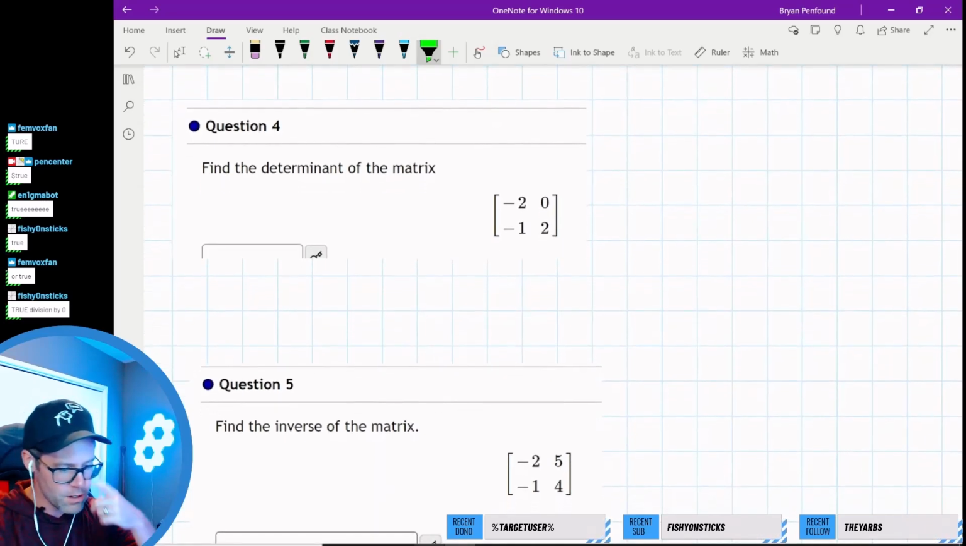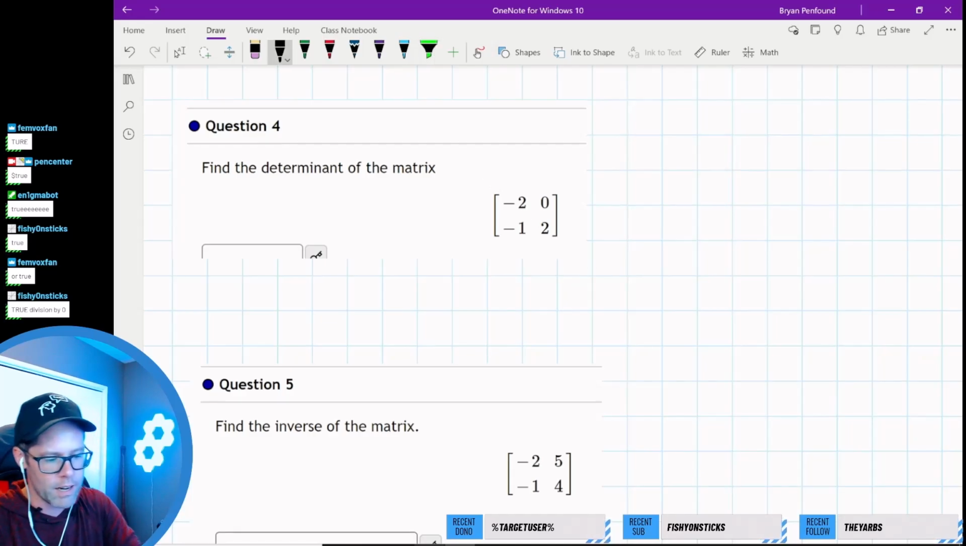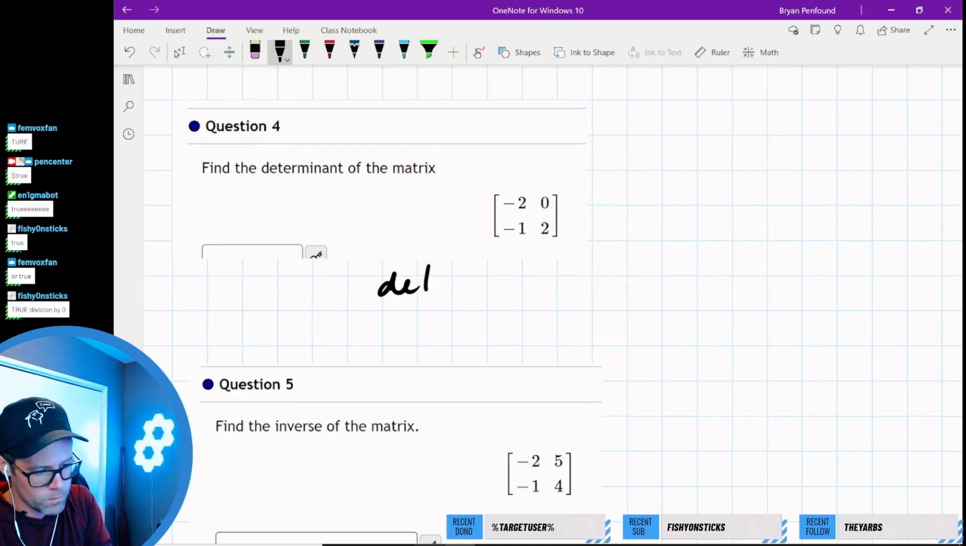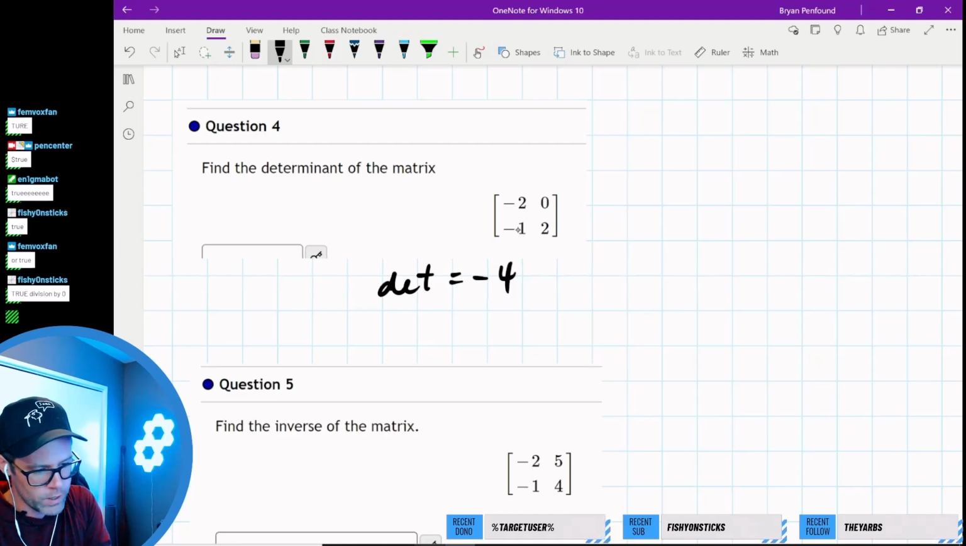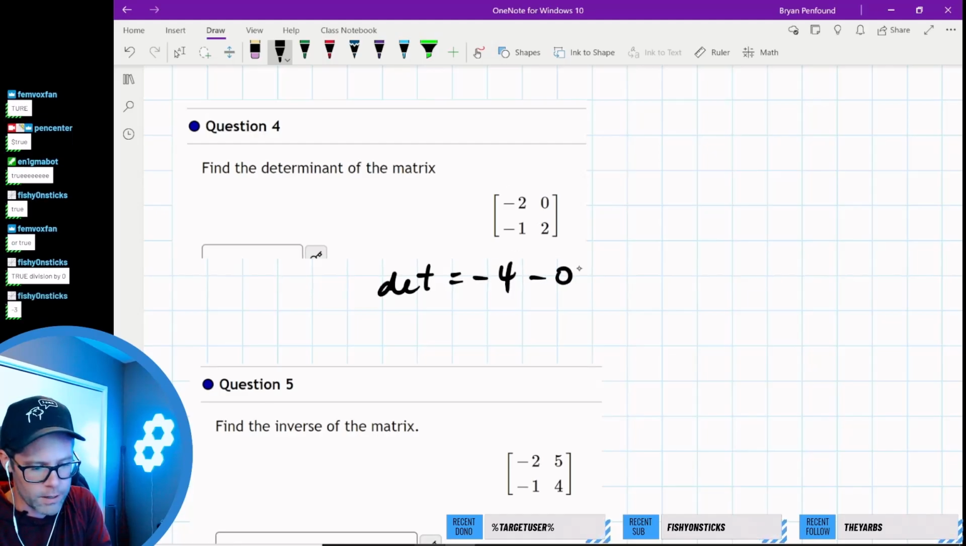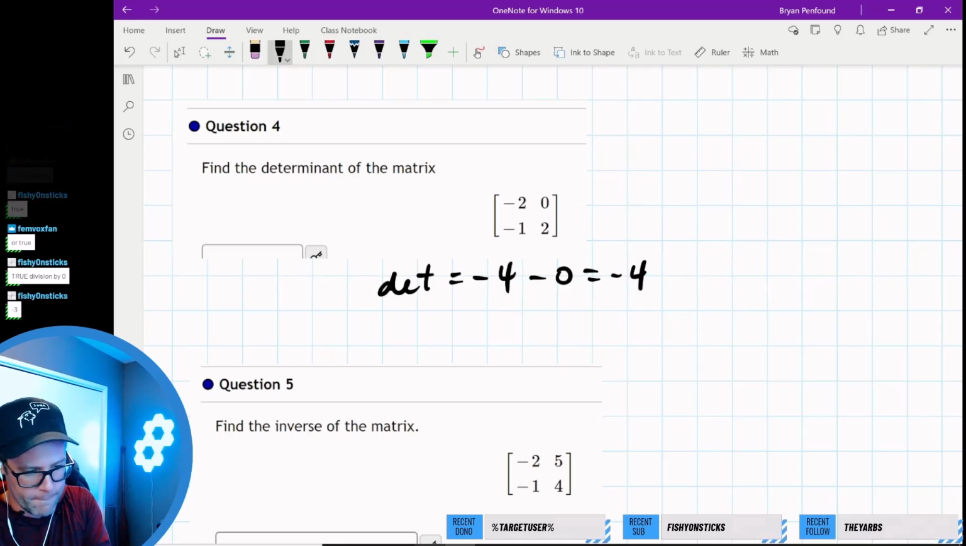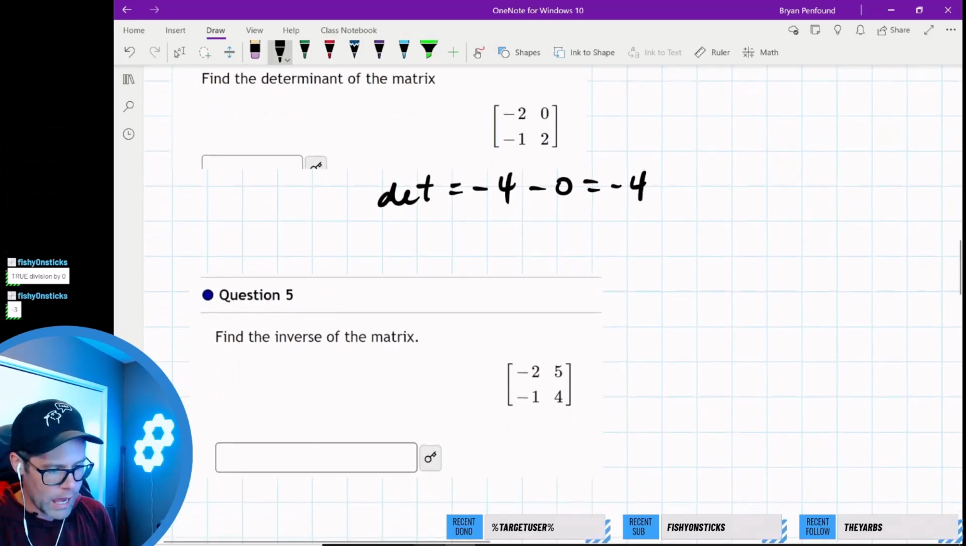Question 4. Find the determinant of the matrix. That one's not too bad because it's diagonal. This one should just be negative 4. Right, it's negative 4, take away 0, right? So that one's not too bad.